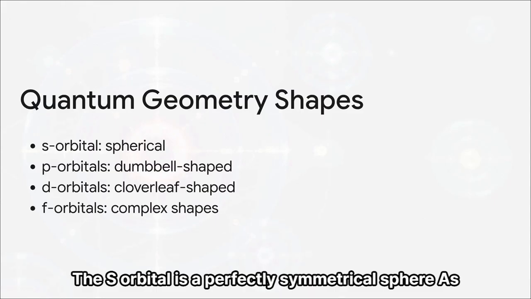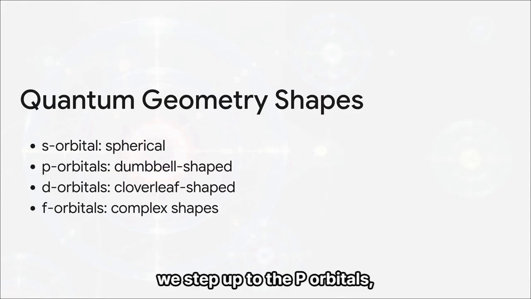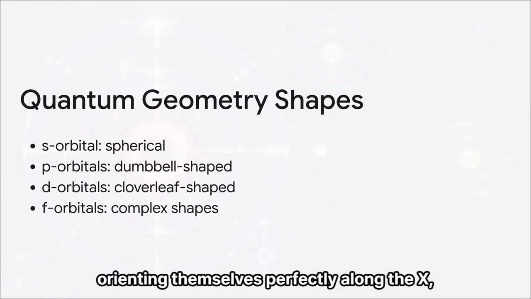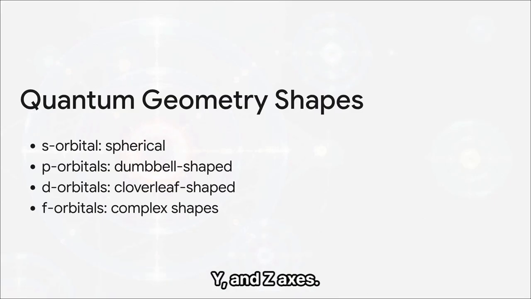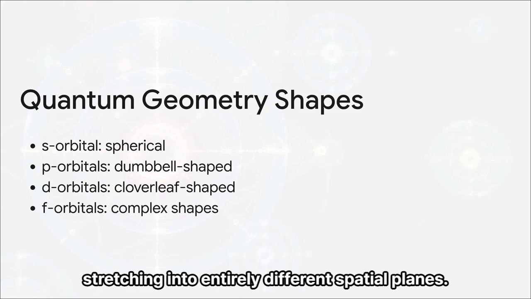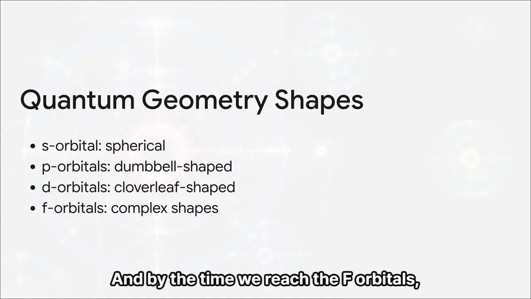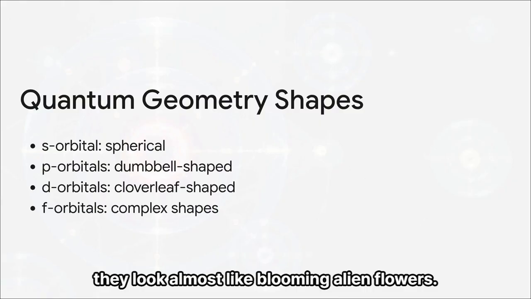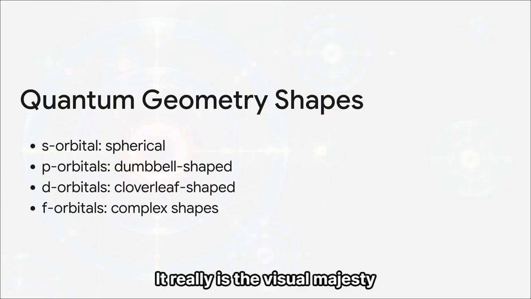The s orbital is a perfectly symmetrical sphere. As we step up to the p orbitals, they stretch out into these dumbbell shapes, orienting themselves perfectly along the x, y, and z axes. The d orbitals transform into striking gold cloverleafs, stretching into entirely different spatial planes. And by the time we reach the f orbitals, the shapes are so highly complex they look almost like blooming alien flowers. It really is the visual majesty of the microscopic world.